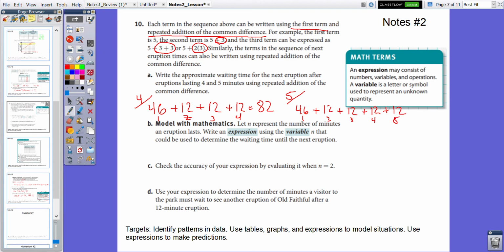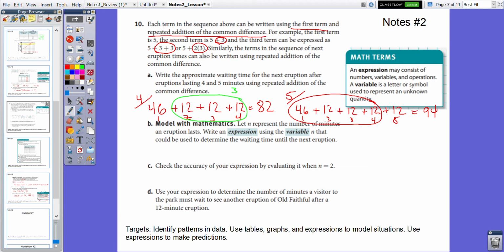Now we know that this part right here is equivalent to 82. So 82 plus 12 is going to give me the next term, which is going to be 94. Here's the important thing that I want to point out to you guys really quick. Notice how many times we had to add 12 for 4 minutes. For 4 minutes we had to add 12 3 times. That's important for part B.